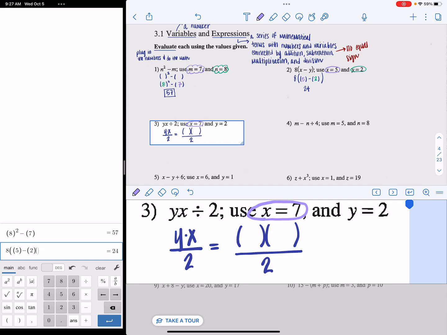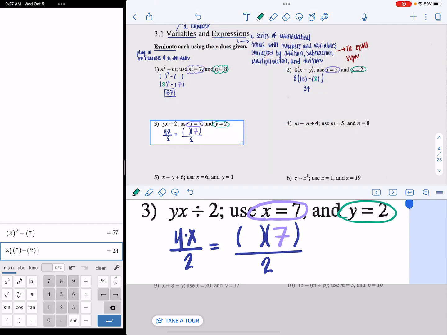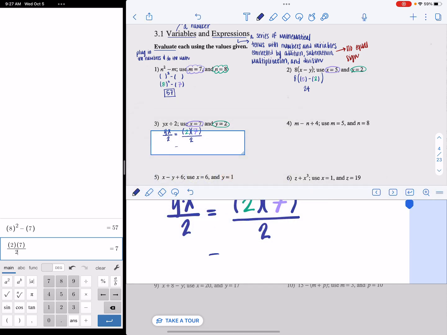This says I need to use 7 as my x dirt. So I fill up the x hole with a 7. Then I'm going to fill up the y hole with the 2. Then I go to my calculator and I get a 2 and a 7. So I end up, when I evaluate this expression, with a 7.